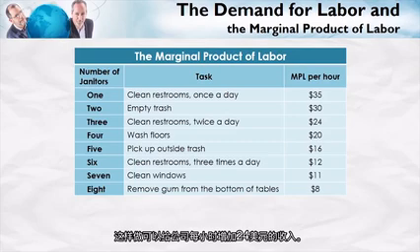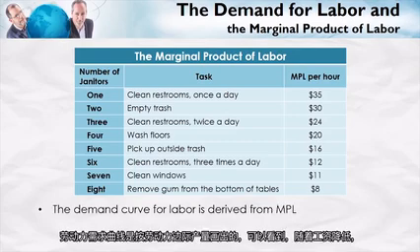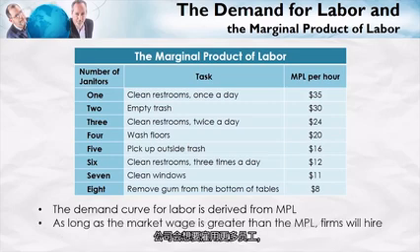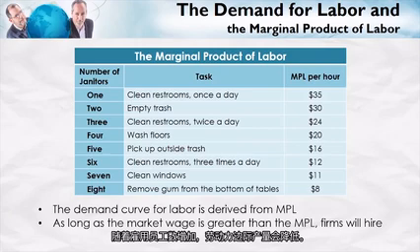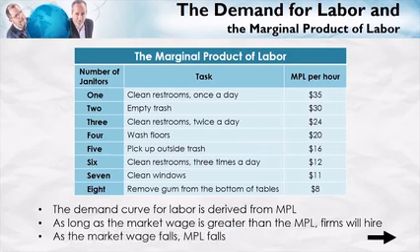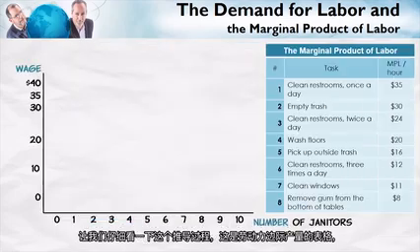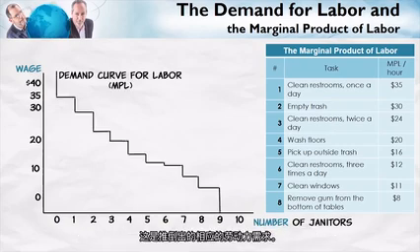The demand curve for labor is derived from the marginal product of labor. Notice that as the wage goes down, the firm will want to hire more and more janitors, and as the firm hires more and more janitors, the marginal product of labor falls. So let's take a closer look at this derivation. Here's the marginal product of labor schedule, and here is the demand for labor derived from that schedule.